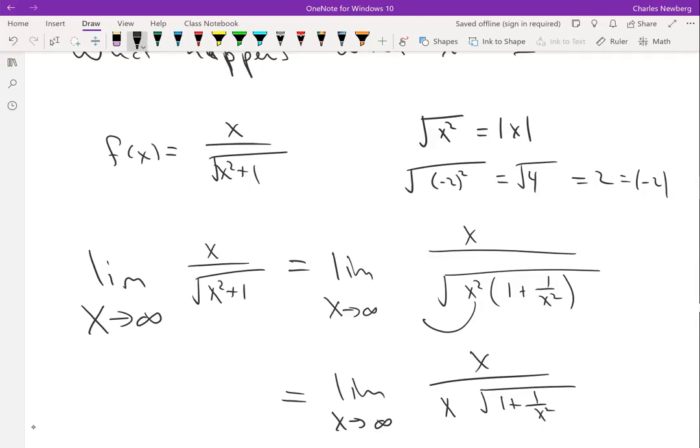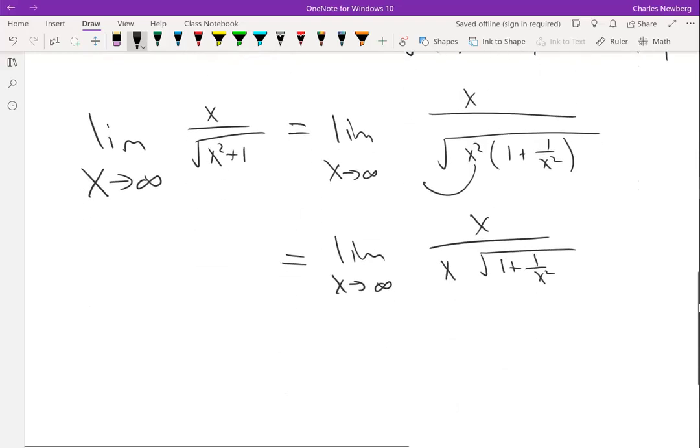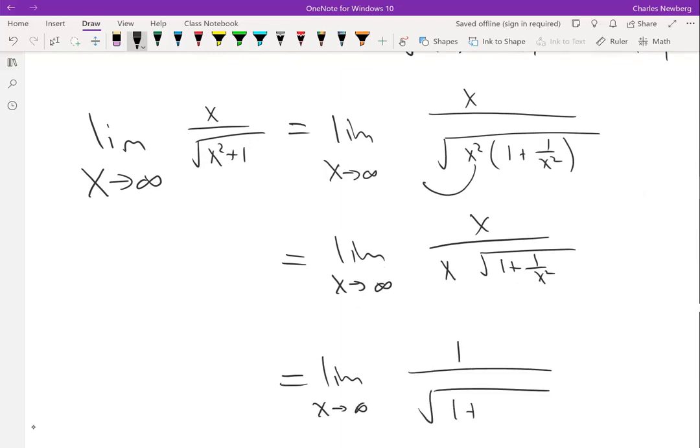Okay. Anybody see anything that will cancel? The x's cancel, right? That's the whole reason I did that trick, by the way, in case you're wondering. We get the limit as x goes to infinity. The x's cancel, I get 1 over the square root of 1 plus 1 over x squared. Give me a chance to get caught back up here.